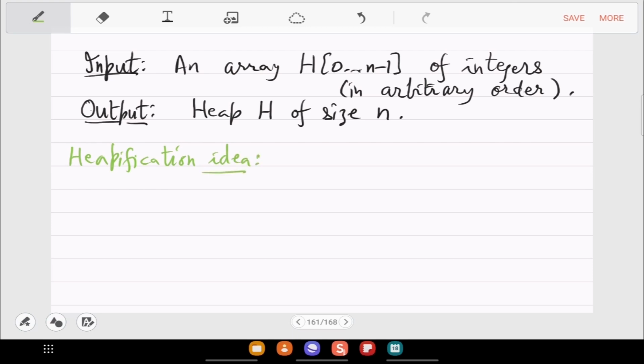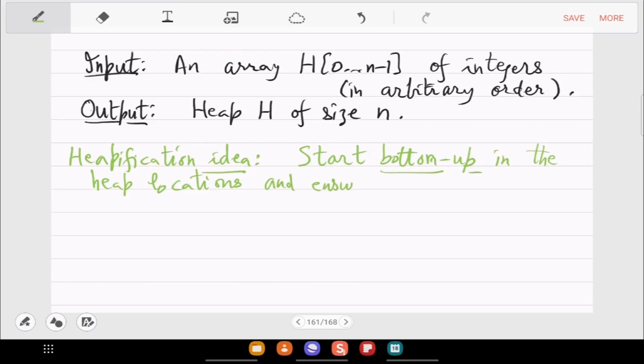So the idea here is start bottom up, in the heap locations, and ensure the heap property at every step. Okay, so same thing that you have been seeing since extract min.